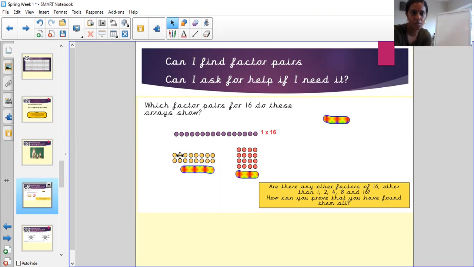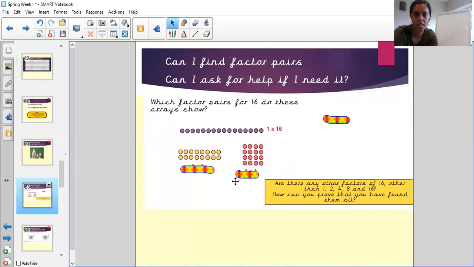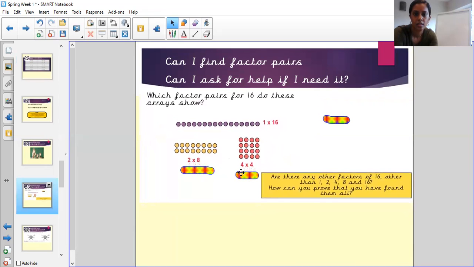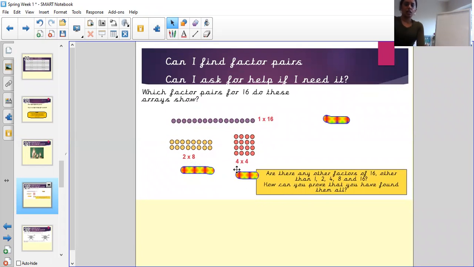Let's have a look over here. We've got 2 going down, and we've got 1, 2, 3, 4, 5, 6, 7, 8 going across. So we know that 8 times 2 equals 16. And again, over here, we've got a square, and we've got 4 going down, and 4 going across. So 4 times 4 equals 16. Let's reveal our answers. There we go. So these are some factors of 16.